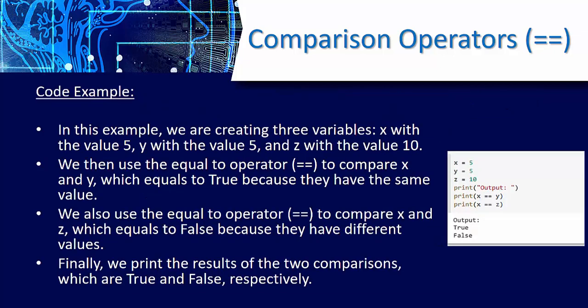In this example, we are creating three variables, x with the value 5 and y with the value 5 and z with the value 10. We then use the equals to operator to compare x and y, which equals true because they have the same value. We also use the equals to operator to compare x and z, which equals false because they have different values. Finally, we print the results of the two comparisons, which are true and false respectively.